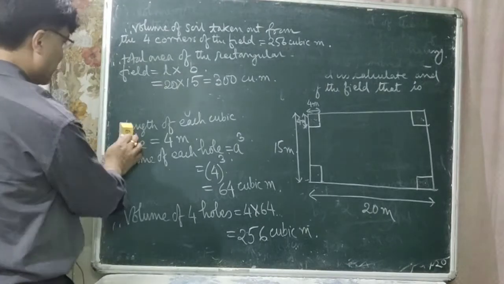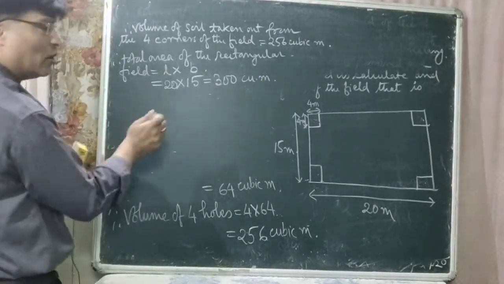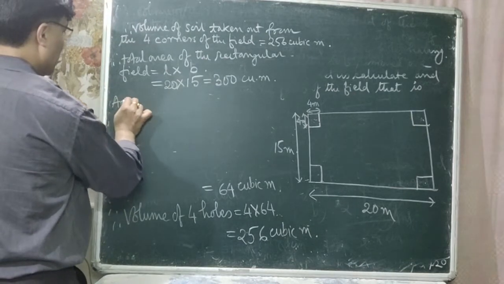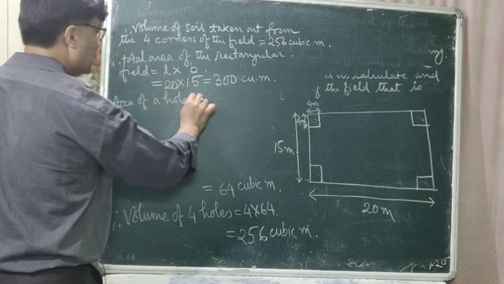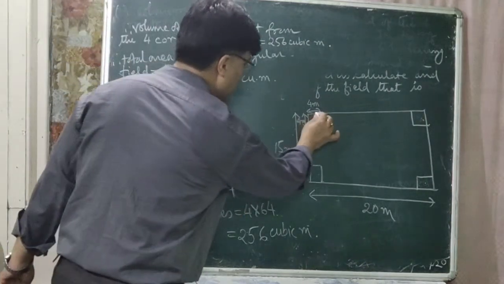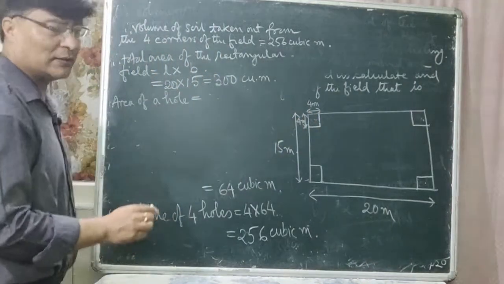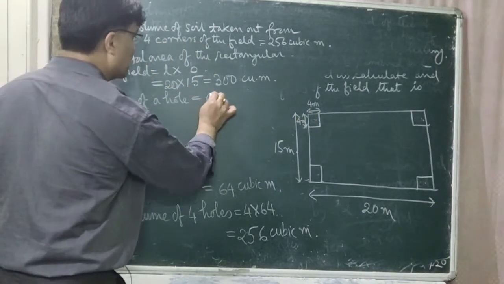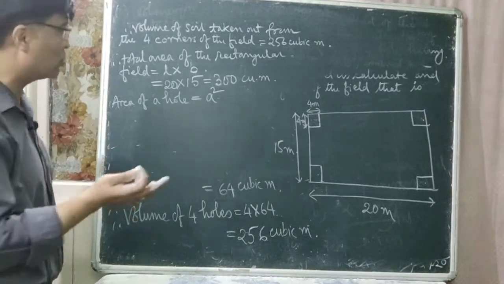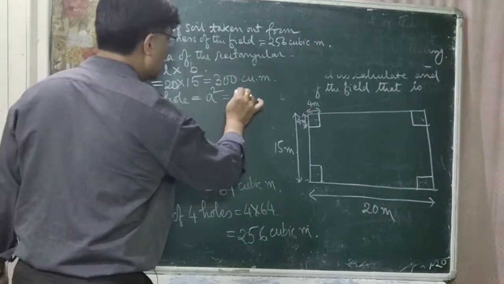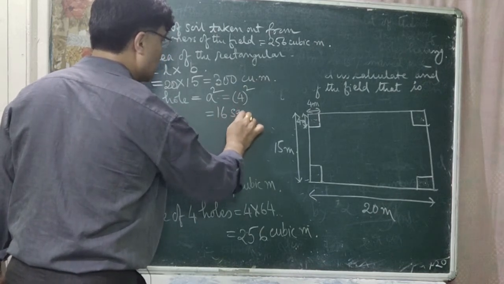So now let us write down here, therefore area of a hole is equal to, so this is of a square shape, isn't it? This is 4 meter length, breadth is also 4 meter. That is your area of a hole is equal to, what is the formula? Side whole square, or length of each side whole square. So which is equal to, this is your 4 whole square, which is equal to 16 square.